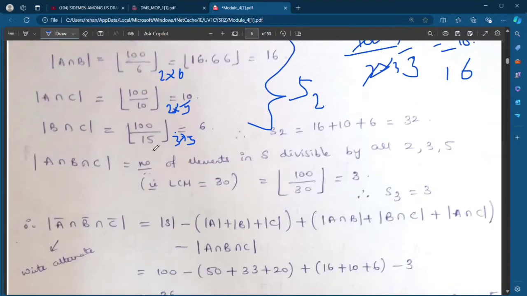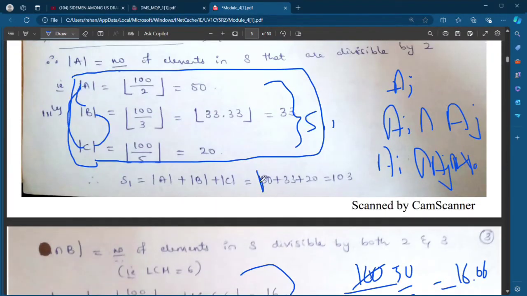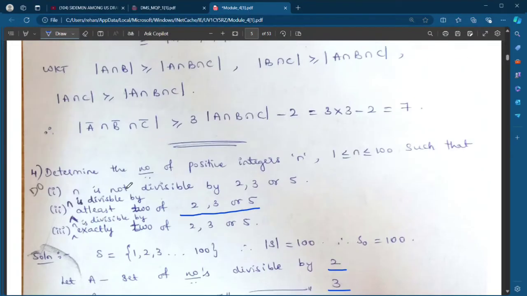Then at the end, I have to find all three, which is divisible by all three. That is nothing but 2 into 3 into 5. Whatever the answer I get, that is my S3. See here, I have written here. So I'm adding here, you can see here my S2 is 32, my S3 is 3, and my S1 is 103. So first I can say that simple thing, n is not divisible by 2, 3, or 5. Determine the number of positive integers.